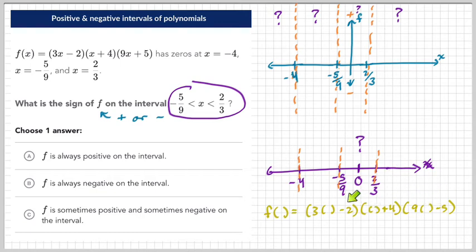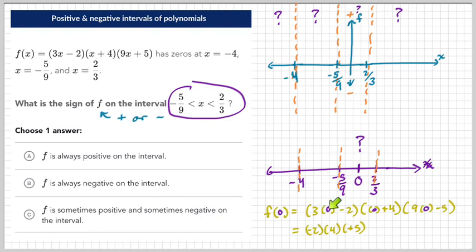Okay, and what am I plugging in right now? 0, because I'm testing it. I'm testing to see if we're positive or negative. So I plug in 0. And then I get -2, 4, no, not a -5. I made that mistake before. I'm not going to make it again. Okay, that's a +5. If I plug 0 into the first factor, I get -2, right?